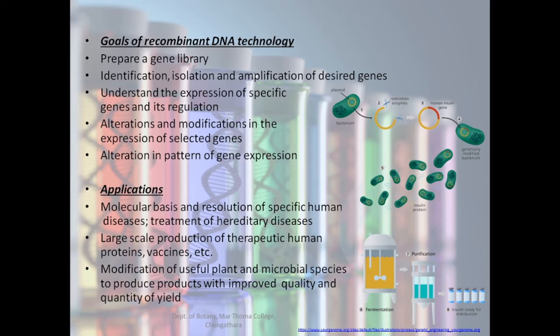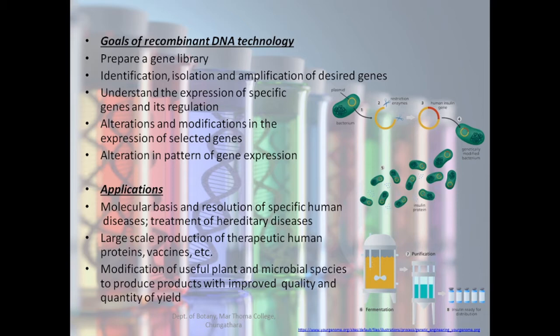So certain genes can be controlled; the level of expression can be increased or decreased, or altered to specific conditions. Such changes can also be made by rDNA technology. We can also alter the pattern of gene expression, how it is expressed in certain cells or certain organisms. So all these are the different goals of recombinant DNA technology.